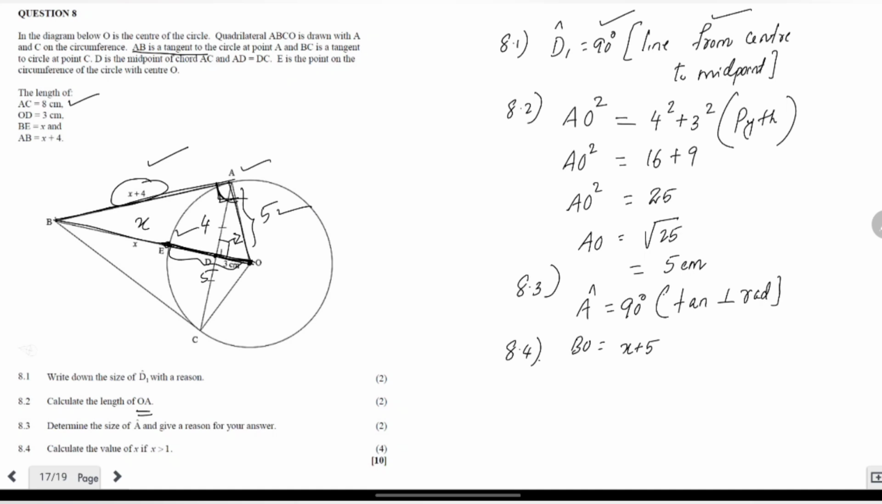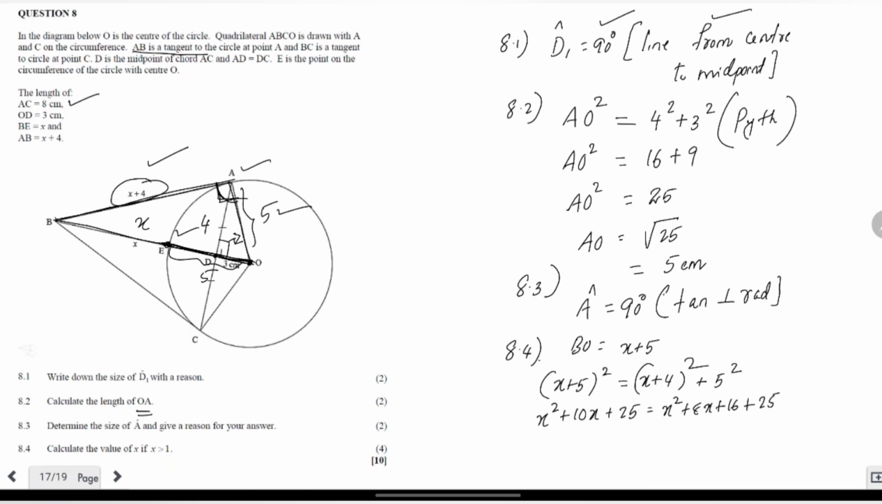Can't you use Pythagoras? Alright, the hypotenuse is BO, that is x plus 5 all squared is equal to x plus 4 all squared, then what? 5 squared, isn't it? So we are done. Now just simplify, you will get it. You know how to open the bracket. x plus 5 all squared, you can use the FOIL method. You will get x squared plus 10x. I'm not going to show the FOIL method, you all know that. Then 5 squared is 25, is equal to x plus 4 all squared, is x squared plus 8x plus 16, then plus 25.